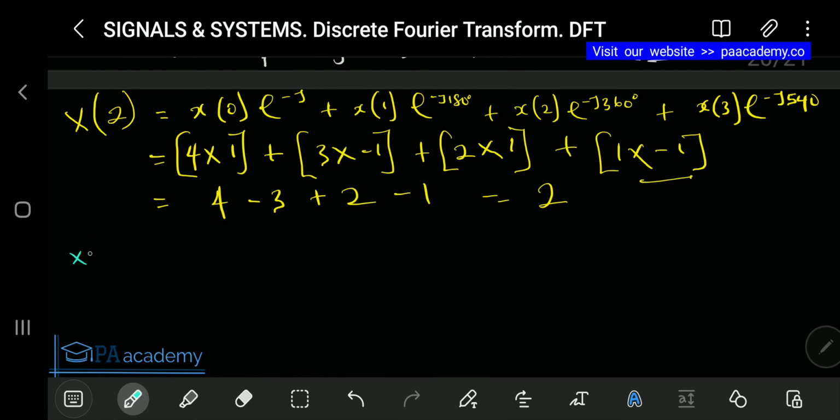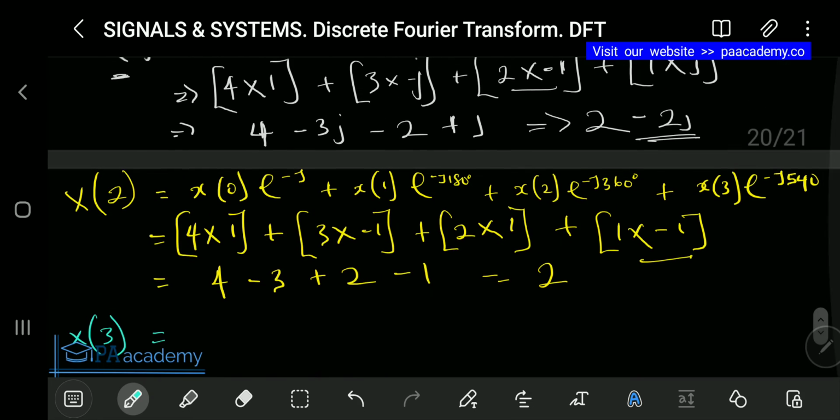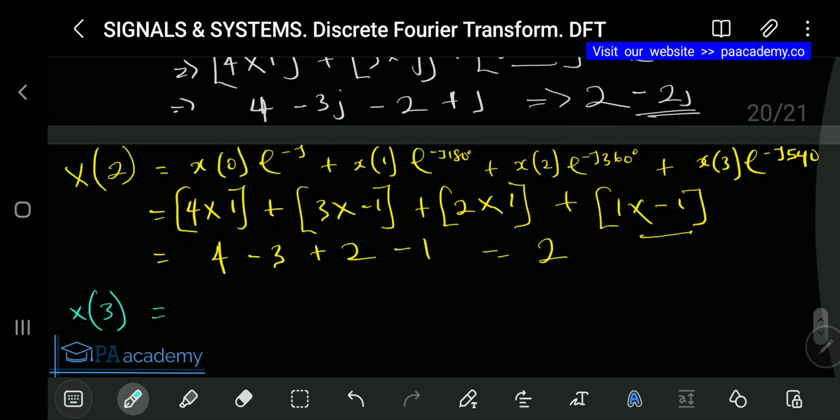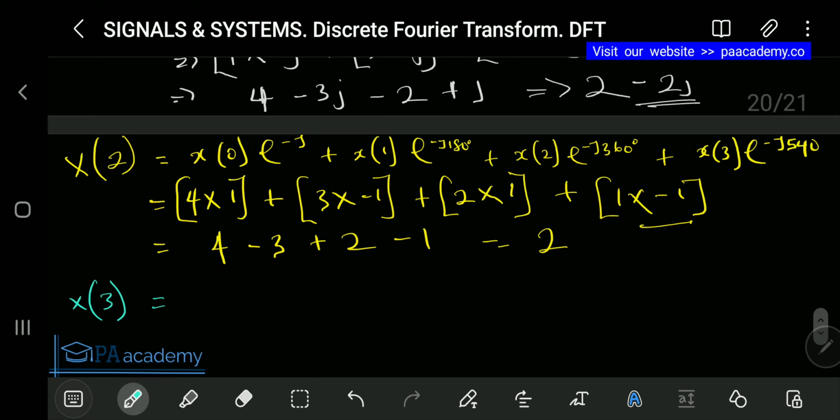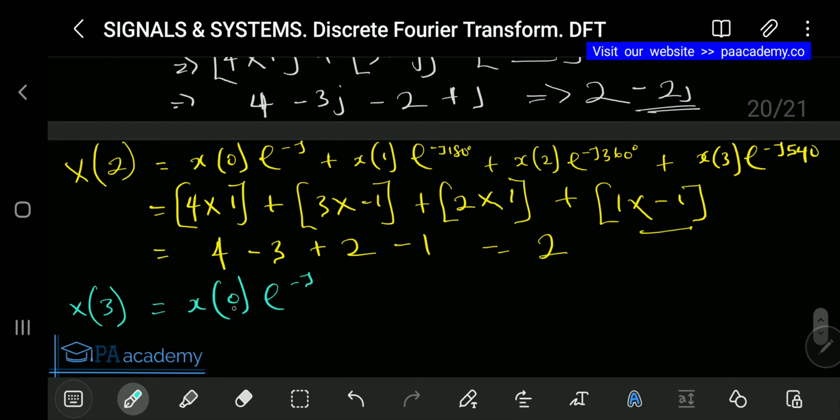So for our x of 3 now, what this actually means is that we are going to put the value of k to be 3. So let's repeat the process again. I hope you've gotten how to go about this. So now we are going to have x of 0 exponential minus j. This is more like a constant because our n itself is already 0 here. So that's why this is constant throughout. Plus x of 1 exponential minus j.